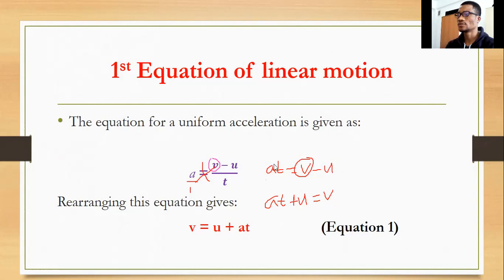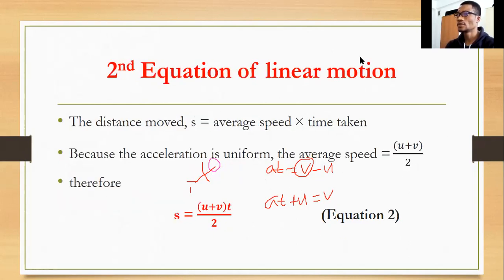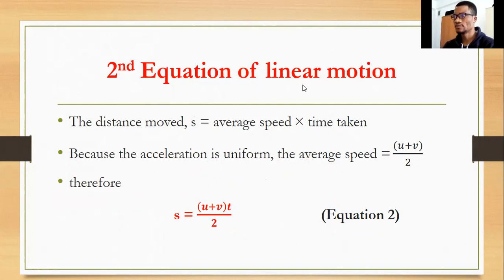The second equation. Okay, let me clear the screen so that I can see it clearly. So, the second equation of linear motion. Let's remember that the distance moved by an object is s, which is given as average speed multiplied by the time taken. Yes, average speed multiplied by the time taken, that is distance moved by an object.